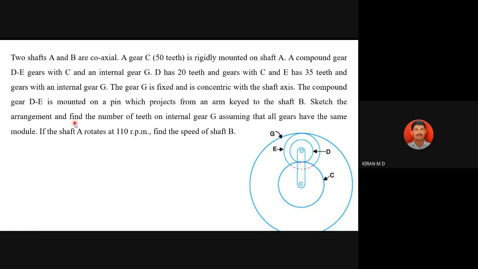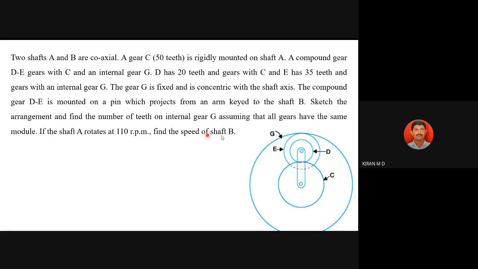Sketch the arrangement and find the number of teeth on internal gear G, assuming all gears have the same module. If shaft A rotates at 110 RPM, find the speed of shaft B.